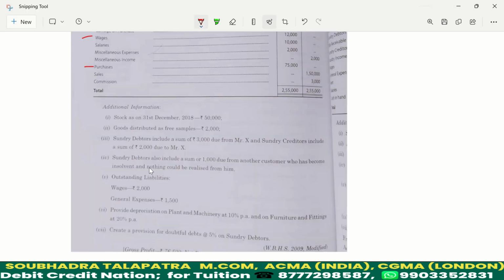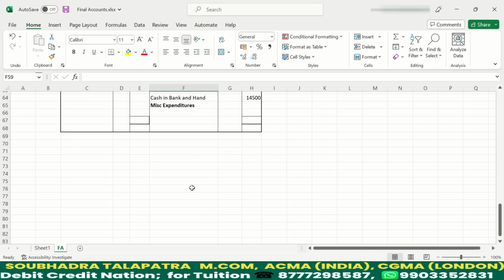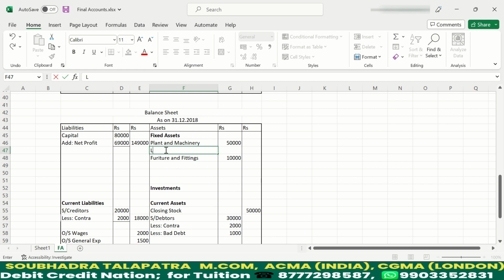Next, moving on, I have 2 more adjustments. Provide depreciation on plant and machinery at 10% per annum. So find out plant and machinery, less depreciation 10%. So equal to 50,000 multiplied by 10% depreciation, and here equal to 50,000 minus 5,000. So in the outer column, the closing balance of the plant and machinery becomes 45,000.